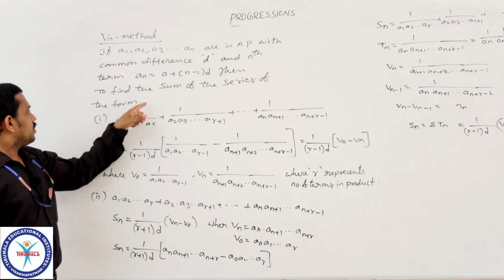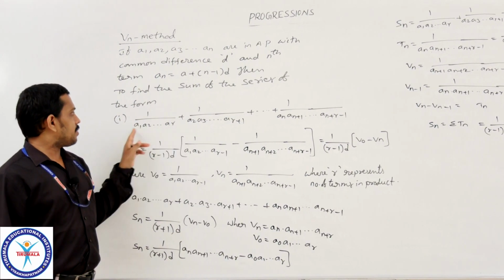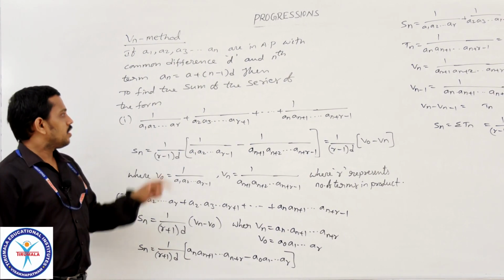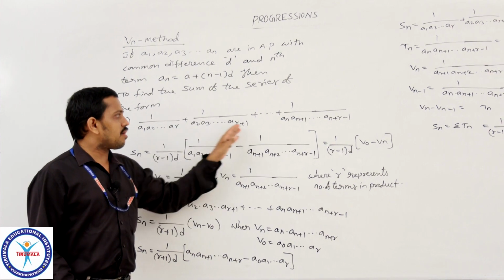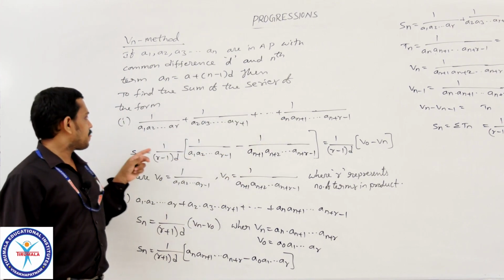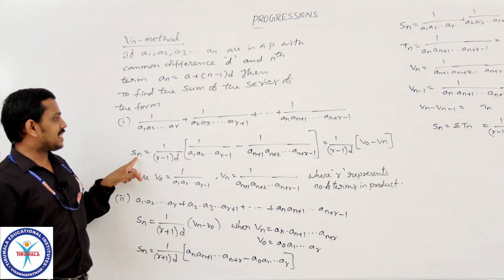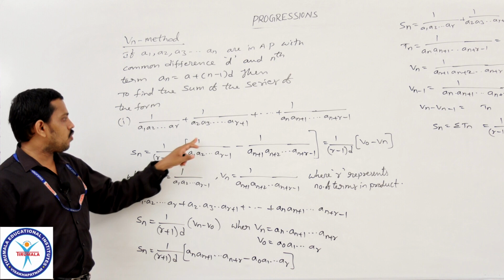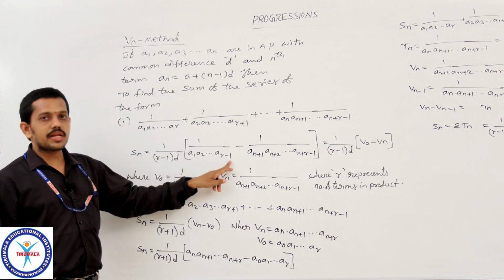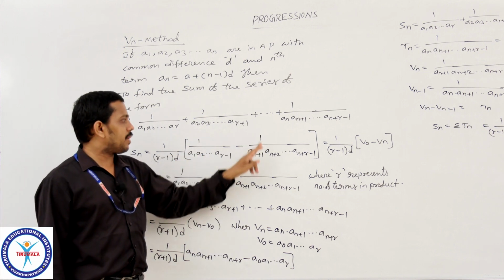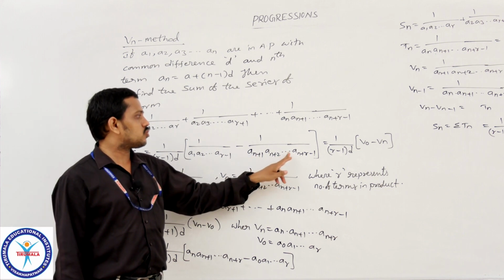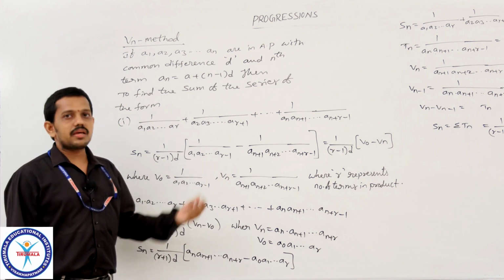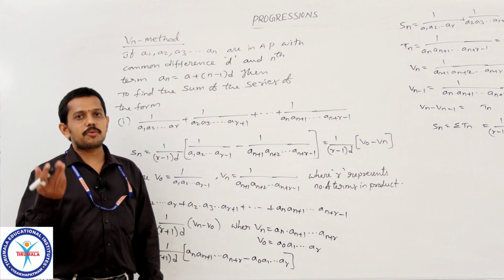So therefore, if the denominators are in AP and you want to find the sum of the series in this form, then we can write the formula Sn is equal to 1 by r minus 1 into d into 1 by a1 a2 and so on ar minus 1, minus 1 by an plus 1 an plus 2 and so on an plus r minus 1. Here r represents the number of terms in the product.